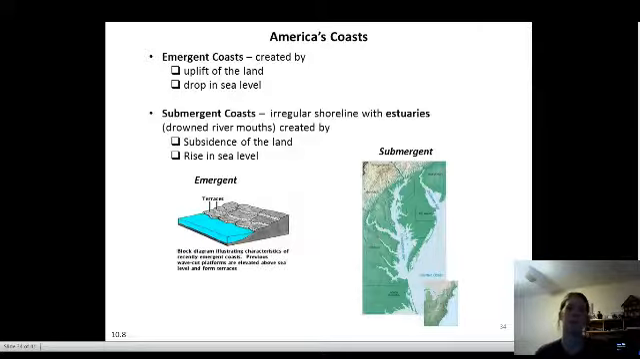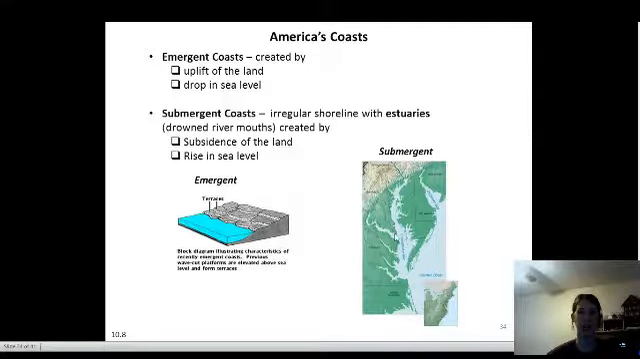There are two types of coastlines. You have emerging coasts. These are created by the uplift of land or the drop in sea level. And submerging coasts. These are irregular shorelines with estuaries, which are what we call drowned river mouths, created by the subsidence of the land or a rise in sea level.